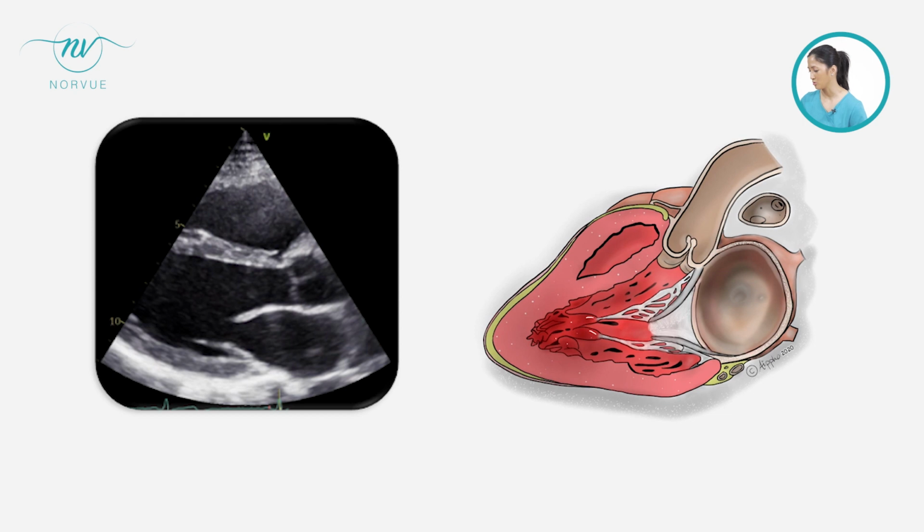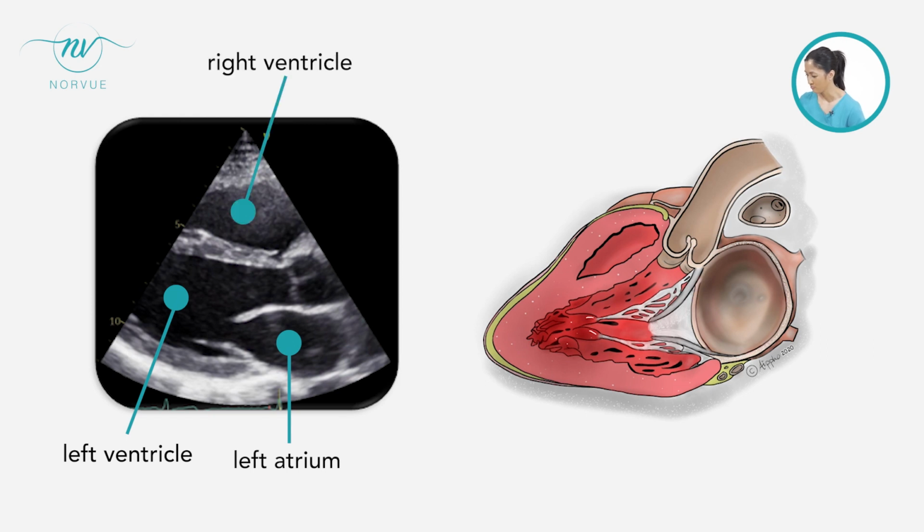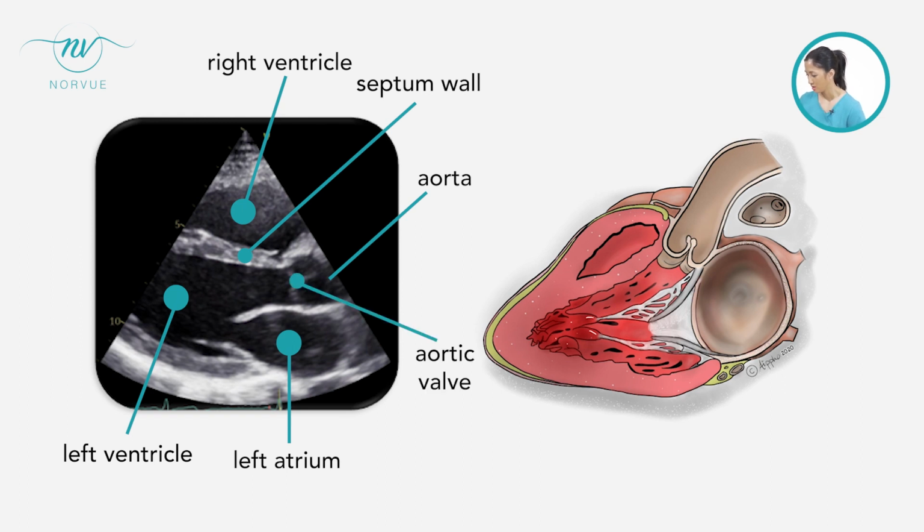So this is a sonogram showing the left atrium, left ventricle, and the right ventricle, and you have this wall that is separating the ventricles from each other, which is the septum wall. And then you have the aorta here, and this is the aortic valve, and this is the mitral valve. And you can also see the mitral valve has two leaflets. The one here is the anterior mitral leaflet, and this one is the posterior mitral leaflet.